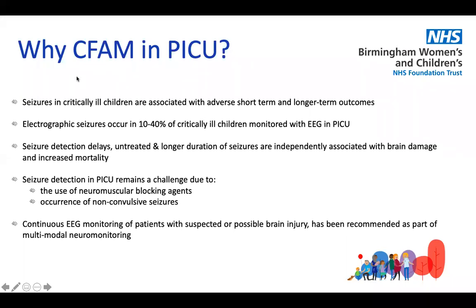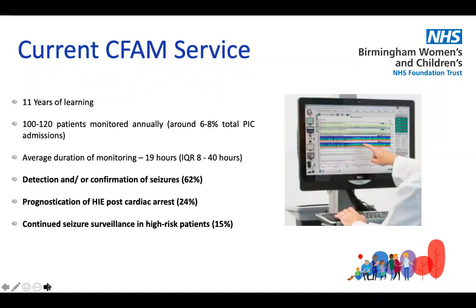So I'm not going to go too much on about this because Rishi's going to pick this up, but this is really why we use CFAM in PIC. We know that children have seizures in intensive care. We know that they're associated with adverse short and longer term outcomes, and around 10 to 40% of our population are going to have seizures. The difficulty is that we muscle relax most of our patients, and therefore we can't see any of the clinical correlate that goes alongside children normally having seizures, and so detecting them electrographically using CFAM is important.